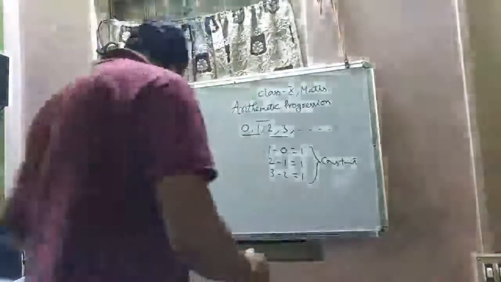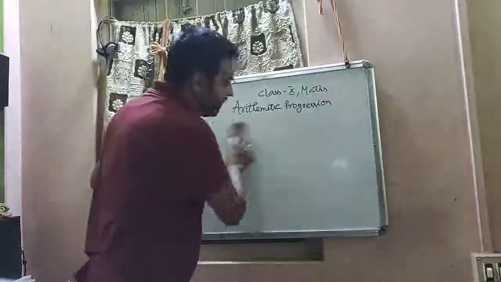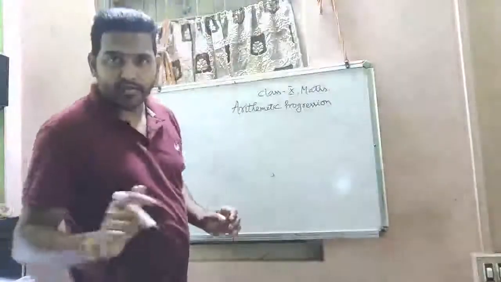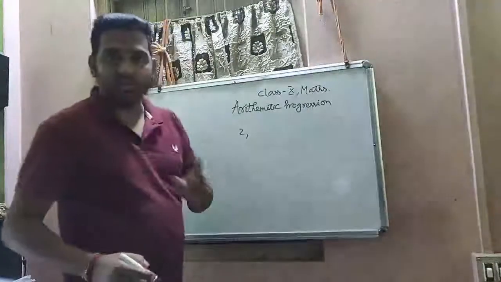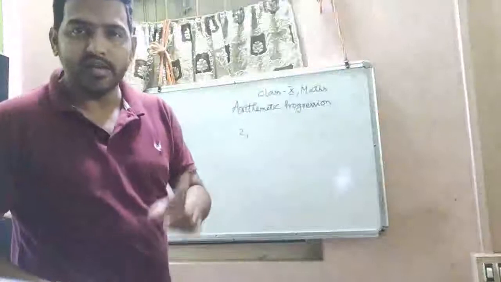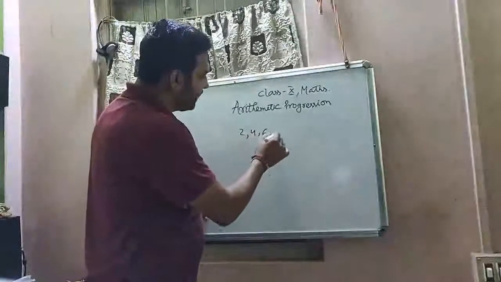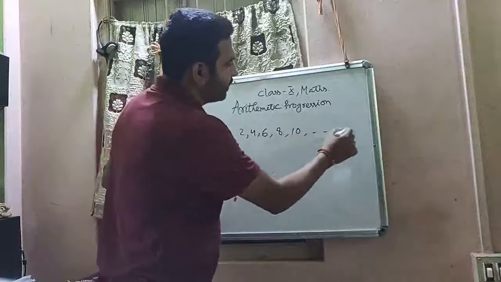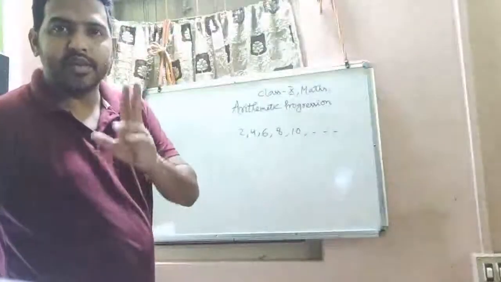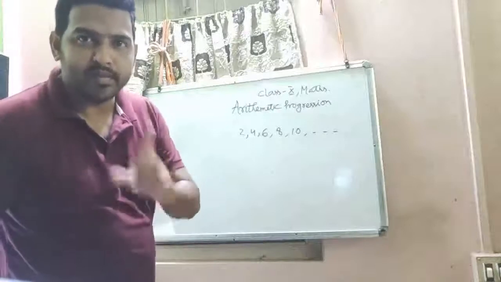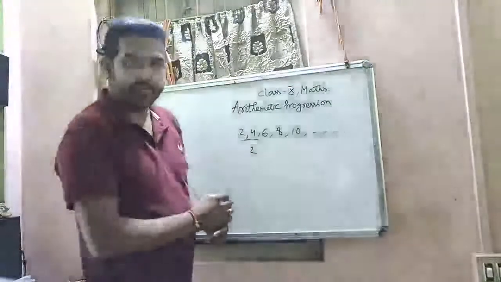Similarly, consider the series of even numbers starting from 2. Even numbers are those numbers which are divisible by 2 completely. So 2, 4, 6, 8, 10, dot dot dot. Here also the difference between any two consecutive numbers is what? Let me find out. 4, 2, the difference is 2.